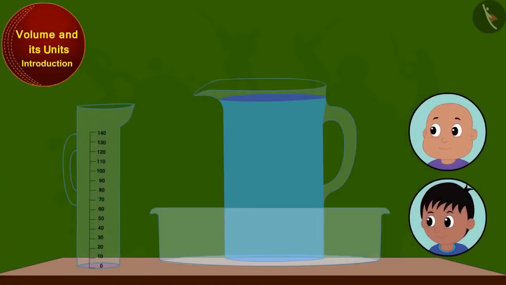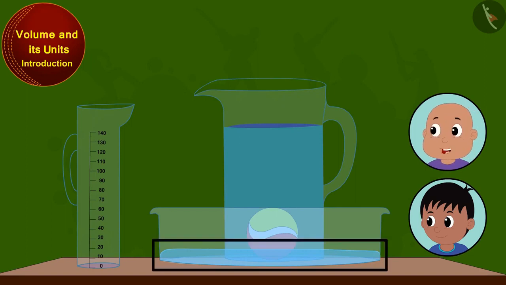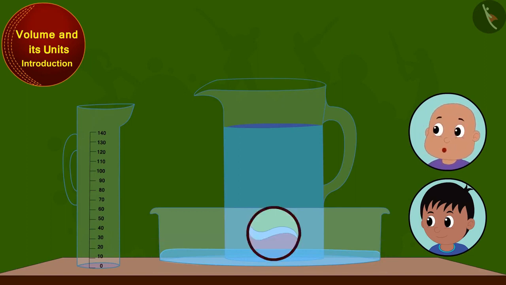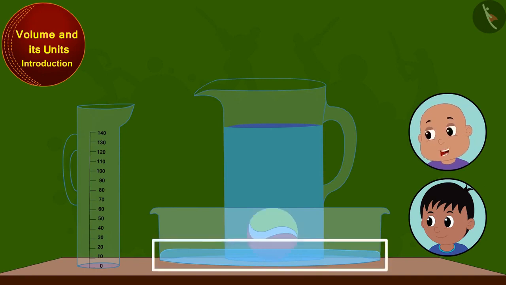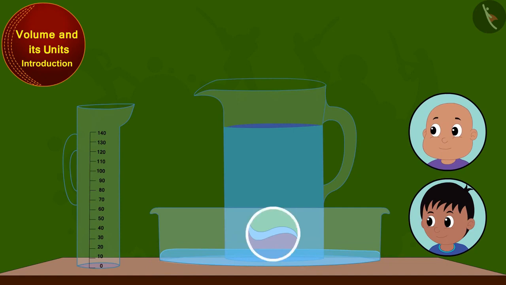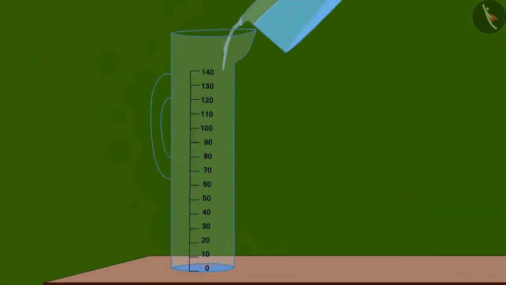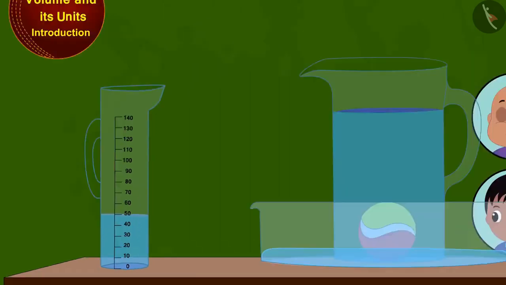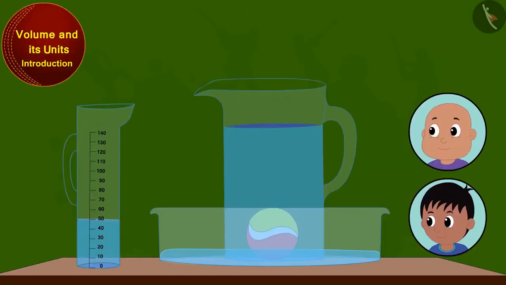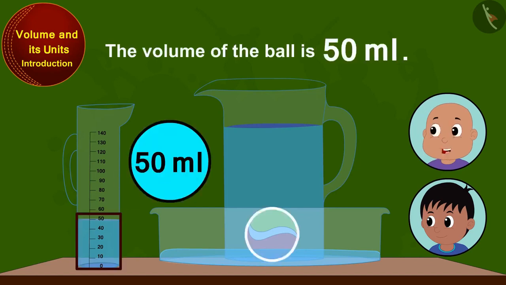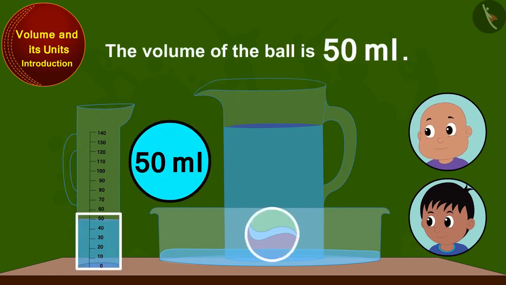Look, Raju, the ball tries to make its space in this jug, so the water spills out of the jug. The more the ball tries to make its space inside the jug, the more water spills out of the jug. This is called its volume. Here, 50 milliliters of water is spilled out of the jug. So, we can say that the volume of the ball is 50 milliliters.